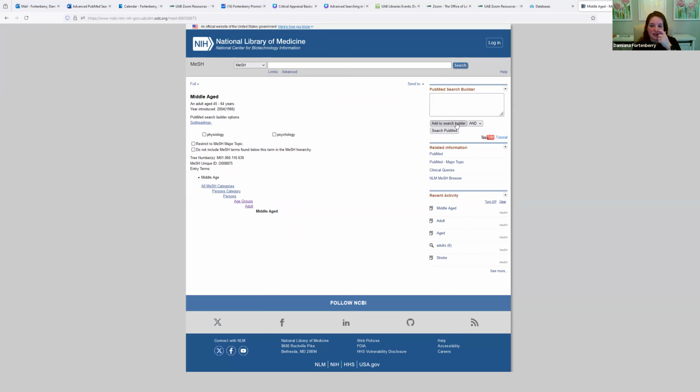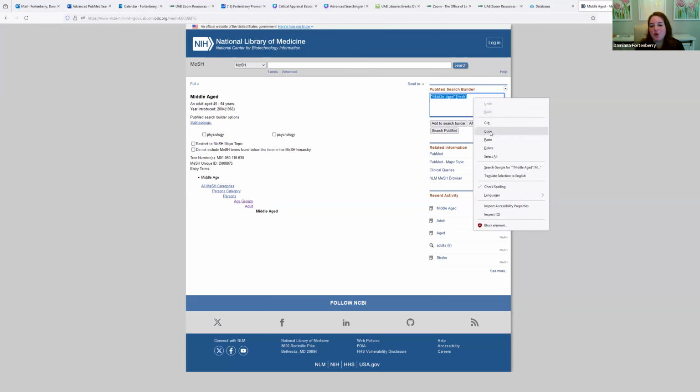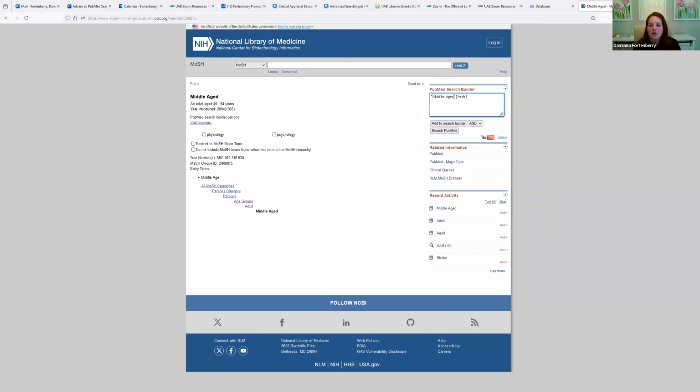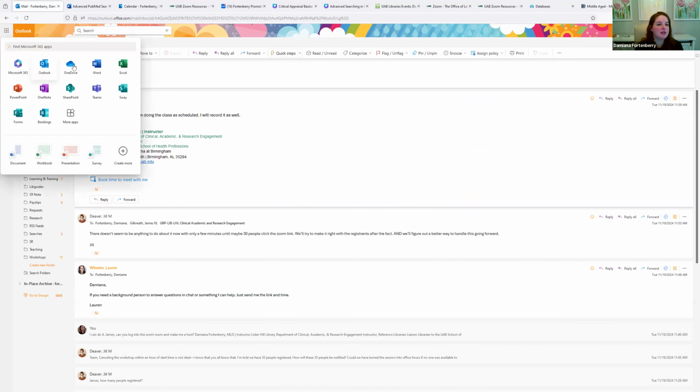And then I'm going to click this add to search builder. And I do that because it puts it in this format, right? So it's got quotations around middle-aged and square brackets, it says MeSH. This is important. This formatting is what allows PubMed to actually read what you're trying to say, if that makes sense. I hope that makes sense. I will copy this, and often I will put it in a Word document, which allows me to bring one up right this moment.